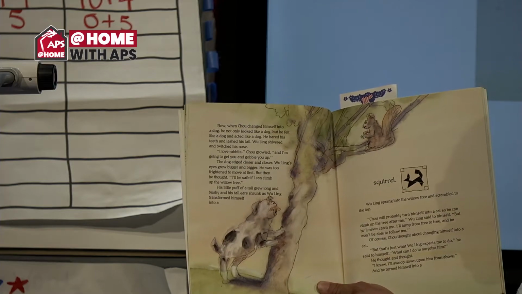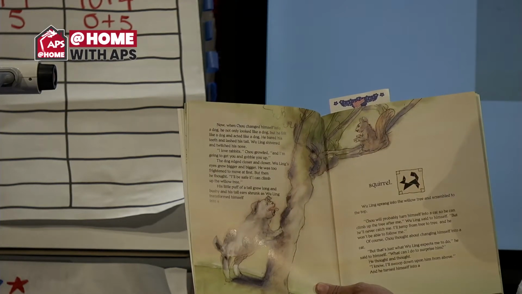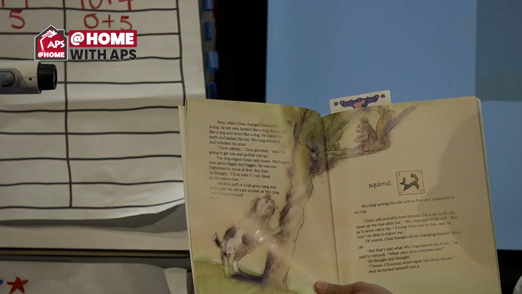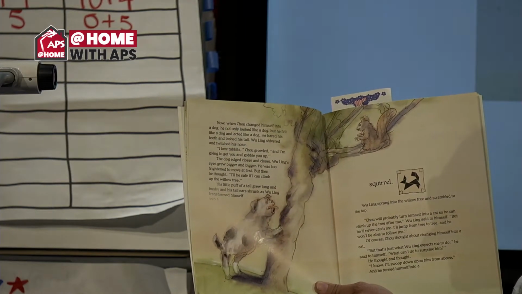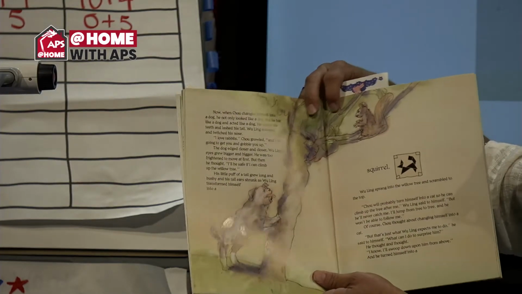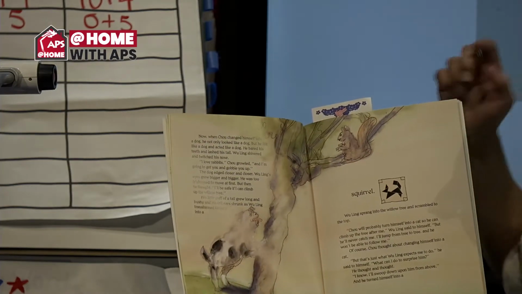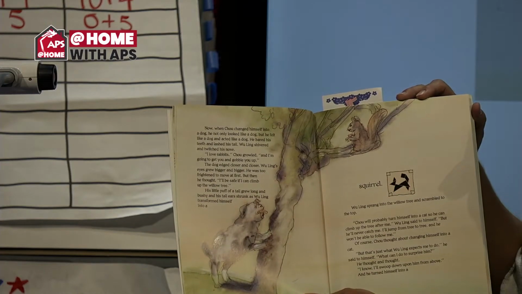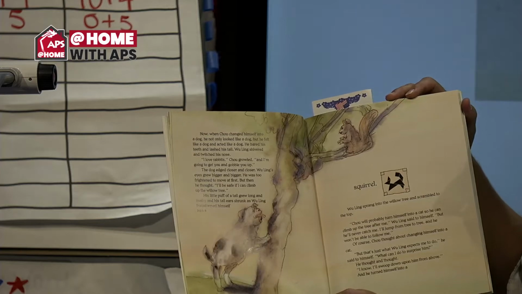Uh-oh. Do you have a feeling about what might happen? He bared his teeth and lashed his tail. Wu Ling shivered and twitched his nose because remember, Wu Ling is a rabbit right now. I think dogs like to chase rabbits. "I love rabbits," Chow growled, "and I'm going to get you and gobble you up." The dog edged closer and closer. Wu Ling's eyes grew bigger and bigger. He was too frightened to move at first.